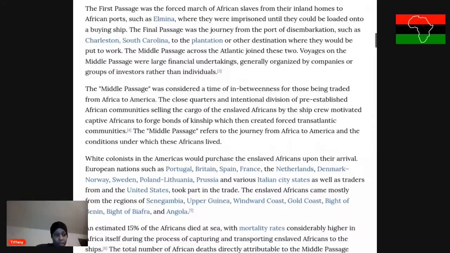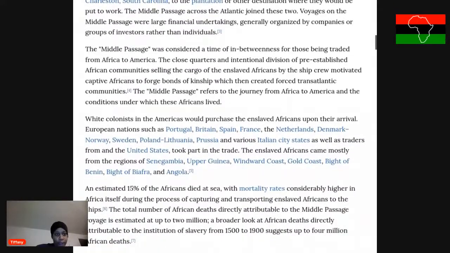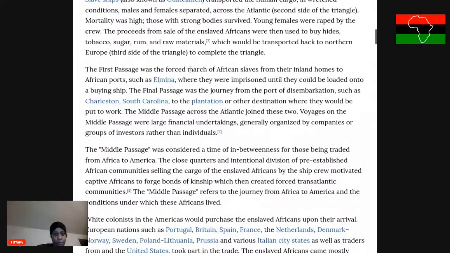All right. So, right here it goes into the first passage was the forced march of African slaves from their inland homes to African ports such as Elmina, where they were imprisoned until they could be loaded onto a buying ship. The final passage was the journey from the port of embarkation, such as Charleston, South Carolina, to the plantation or other destination where they would be put to work. The middle passage across the Atlantic joined these two.